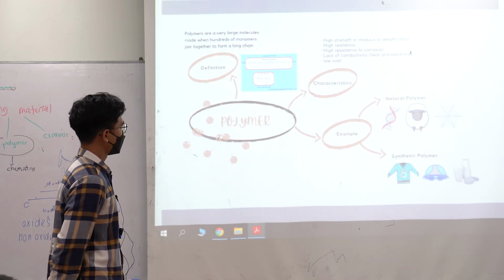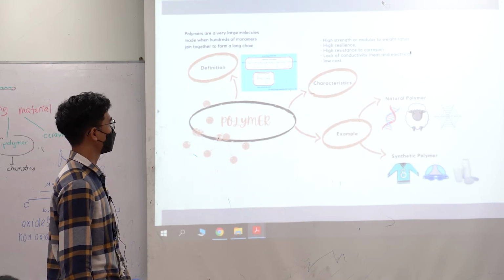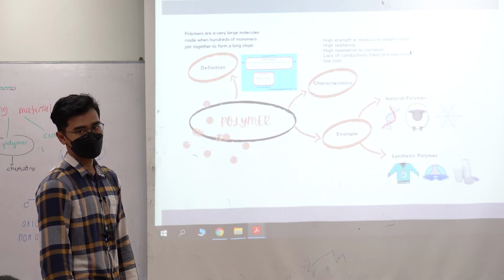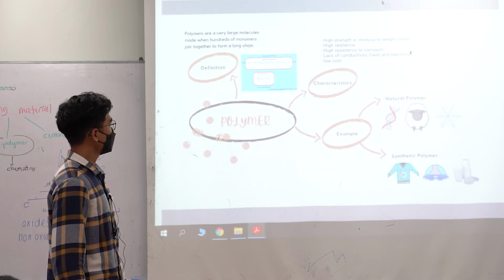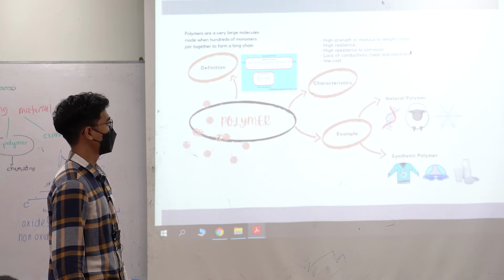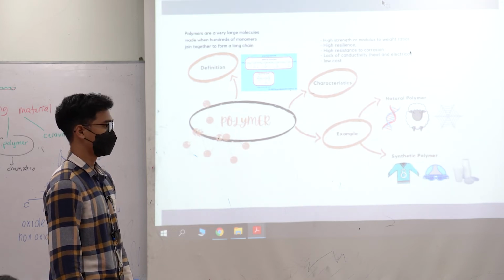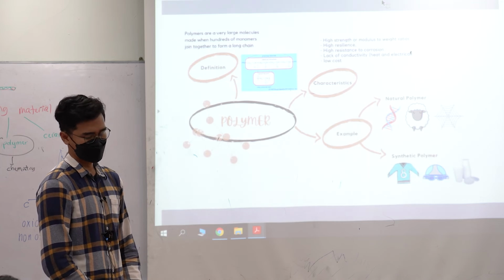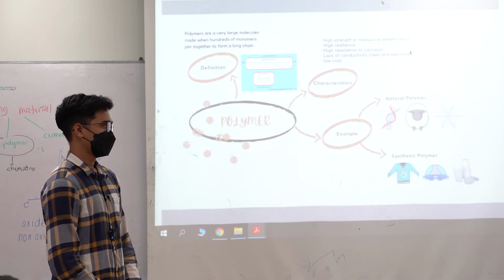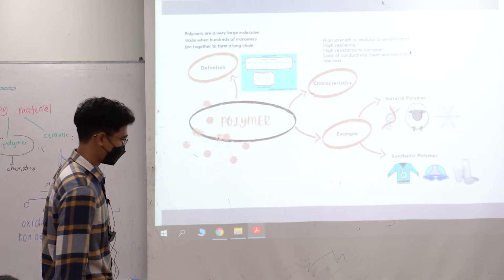The characteristics are usually a high strength-to-weight ratio, which means it is very light but very strong, high resilience, high resistance to corrosion, and lack of heat and electrical conductivity. And it is also low cost. That's why we usually use polymer as a product nowadays.